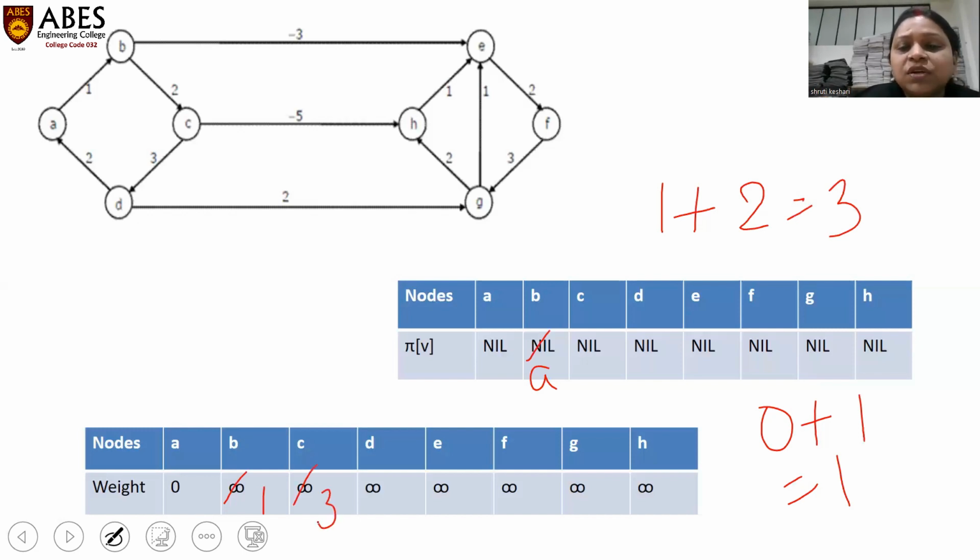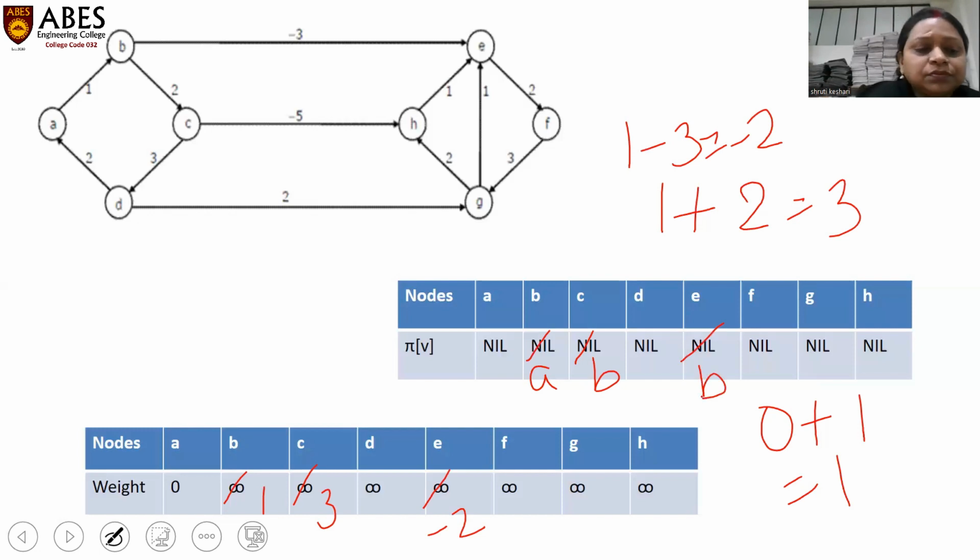Relax the value of this one and update this value as B. Now, let's check for the E value. Currently, E is containing the value of infinity. And when we are going from B to E, B is containing the cost of 1 minus 3 is equal to minus 2. Now, E is containing the cost of minus 2 and the parent of E is B.